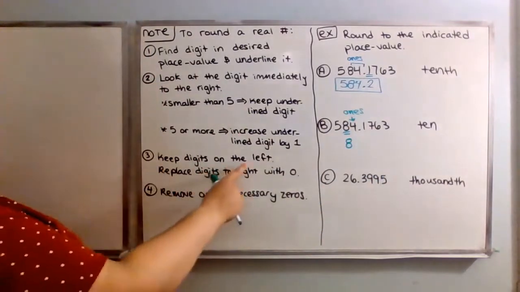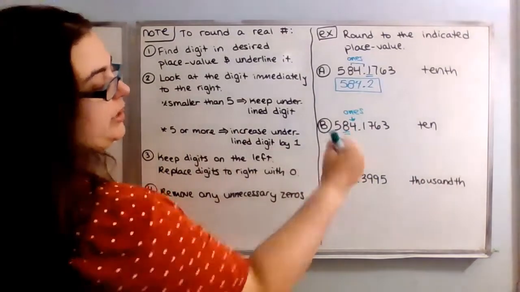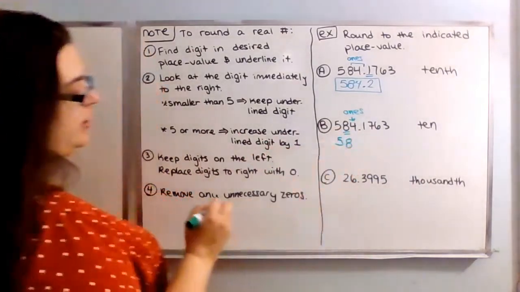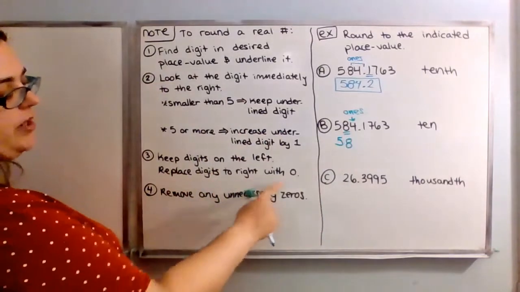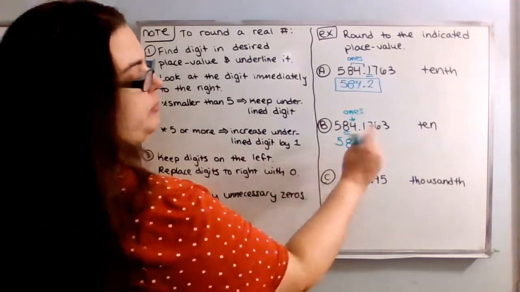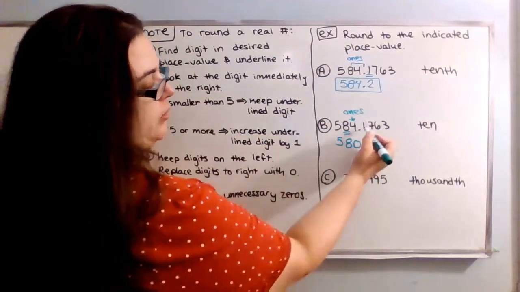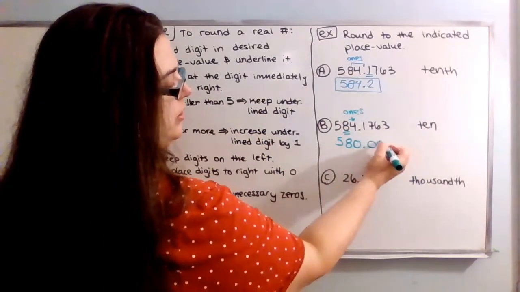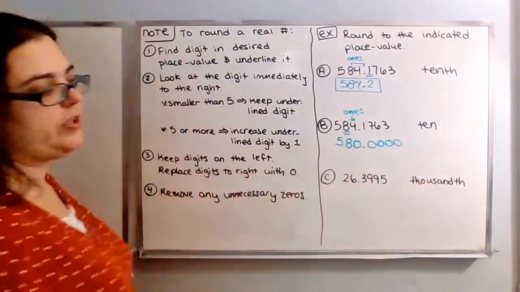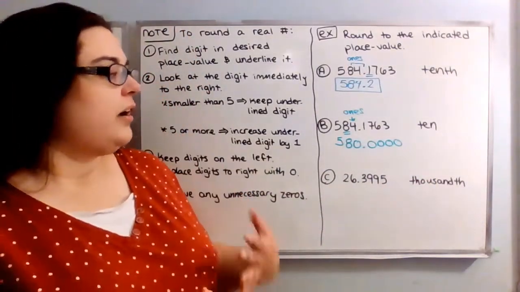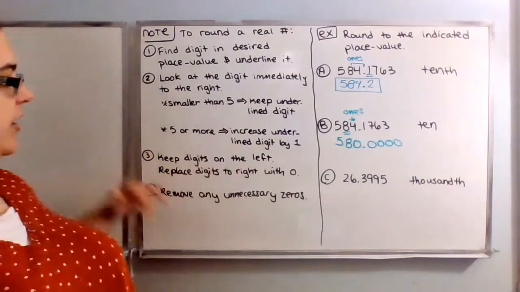Then we keep the digits on the left, meaning to the left of the underlined number. So we keep the 5. And we're going to replace the digits to the right with a 0. So this 4 becomes a 0. I bring down my decimal point, and 1763, each of those is going to turn into a 0. All right, so that's going to be step 3.